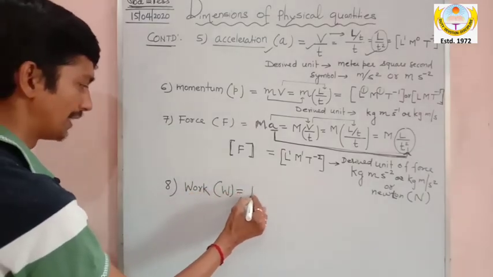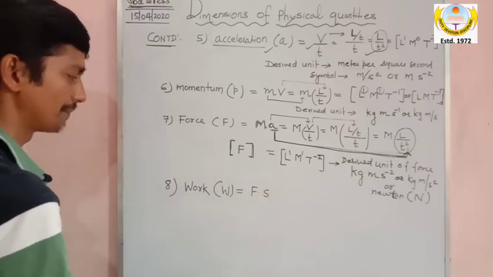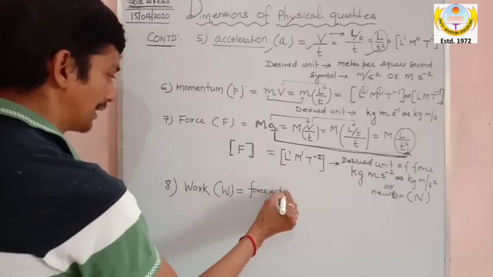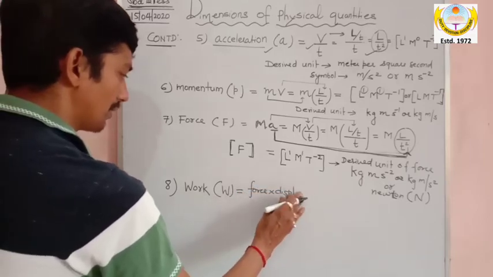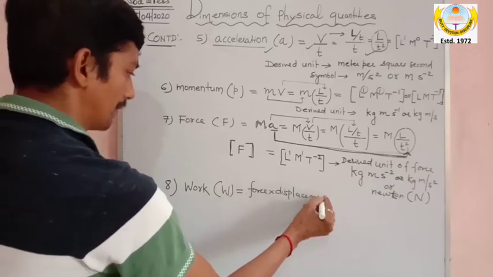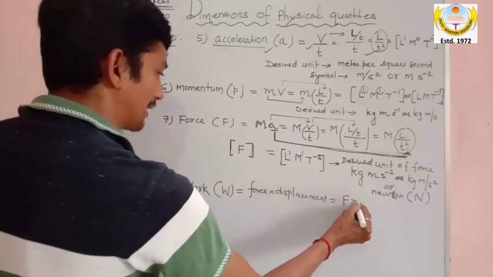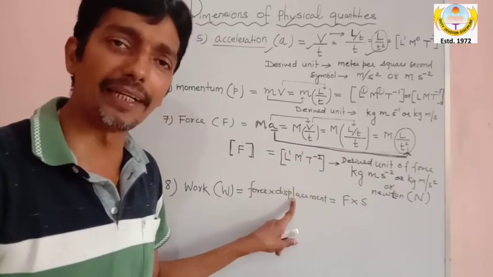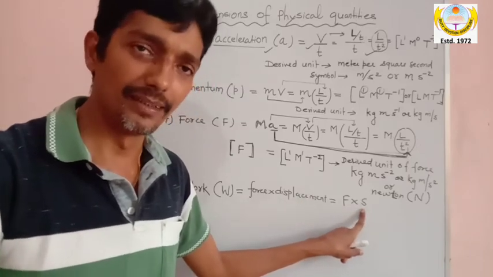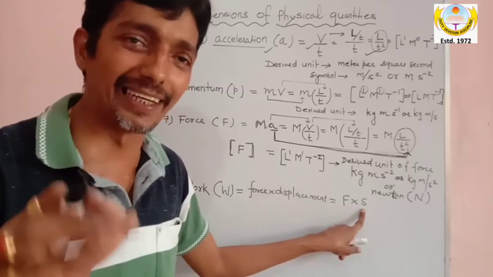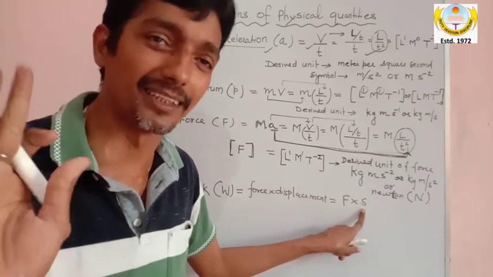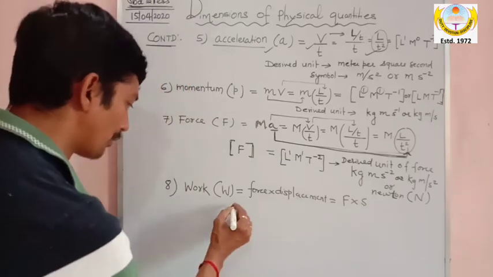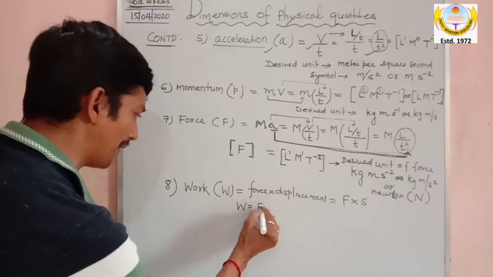Now the dimension of work is, my dear, force into displacement. I will write here force multiplied by displacement. Force is F and displacement is say S. But I told you, for dimension the displacement is also distance. The displacement, the distance, the radius, everything is taken as length. Am I clear? I have already told you. So here the formula is force into displacement. So now work is equal to F into S.